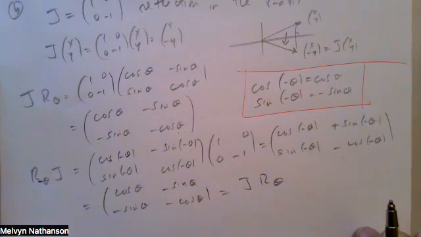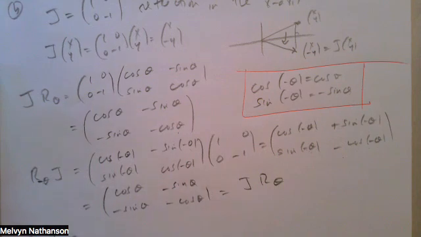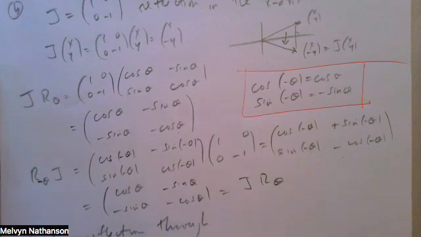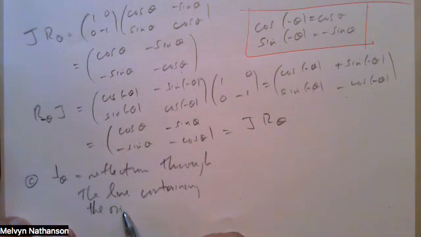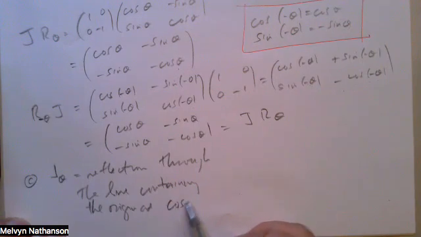Let's see. What is part C? So in part C, we let J theta be the reflection through the line containing the origin and the point cosine theta, sine theta.